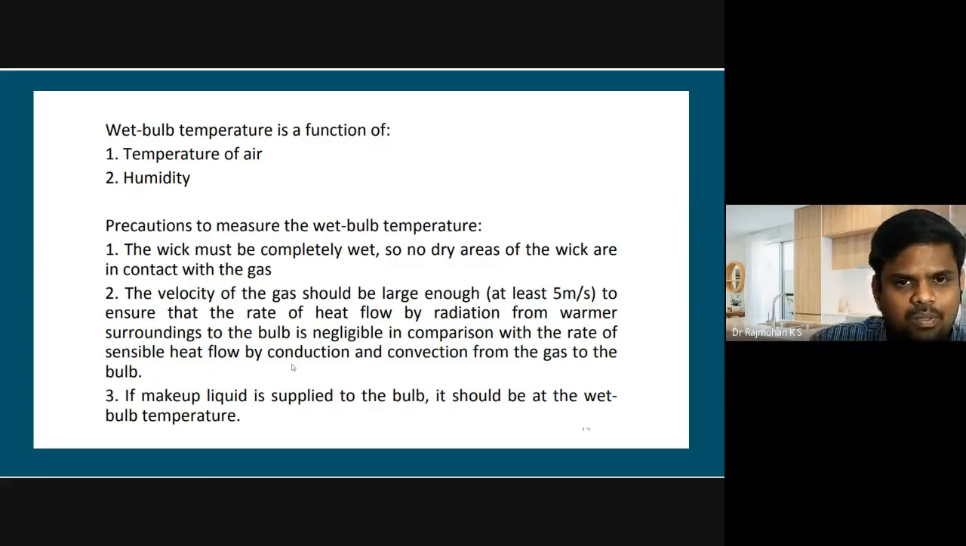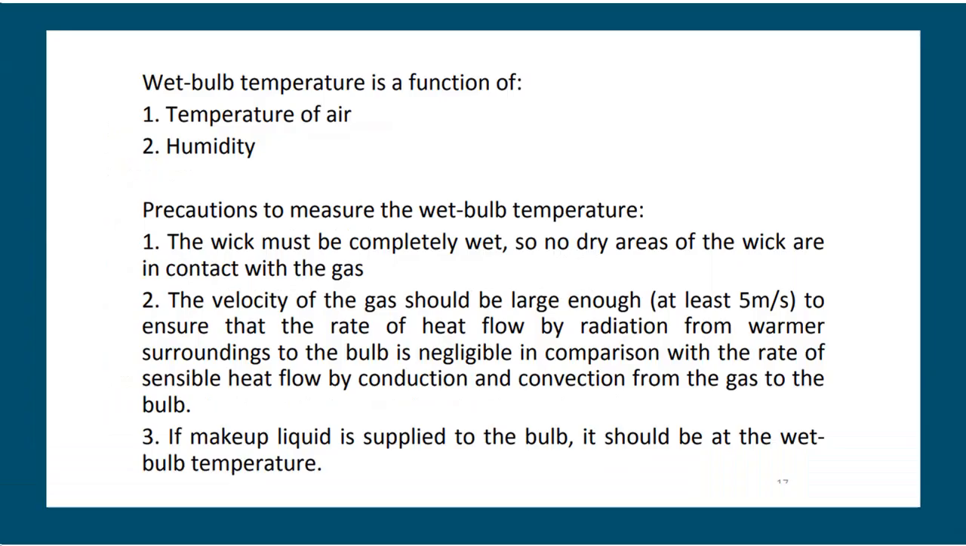The wick should be completely saturated with water. I can say that that should be completely wet enough. Okay. So the second precaution is the velocity of the gas should be large enough, that is at least around 5 meter per second, to ensure that the rate of heat flow by radiation from warmer surroundings to the bulb is negligible in comparison to the rate of sensible heat flow by conduction and convection from the gas to the bulb.